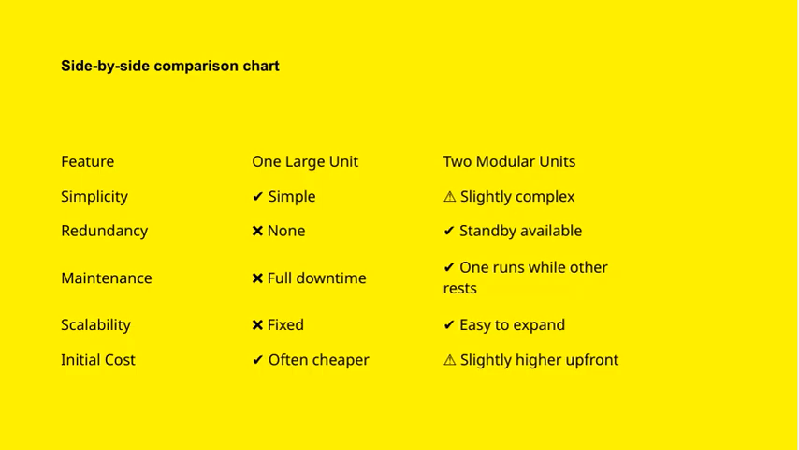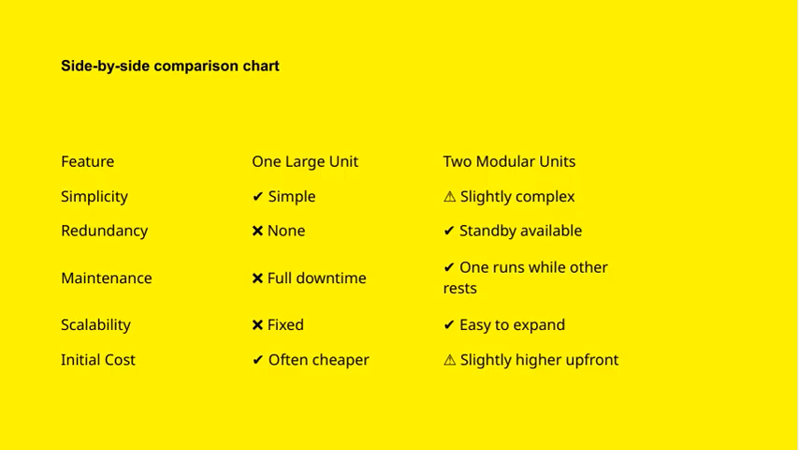Let's take a closer look at this side-by-side comparison chart. On the left, we have the one large unit, and on the right, the 2 modular units. Starting with simplicity, the single large unit is quite straightforward. It's simple to install and operate. In contrast, the modular setup is slightly more complex because it involves managing multiple components, but it offers more flexibility.